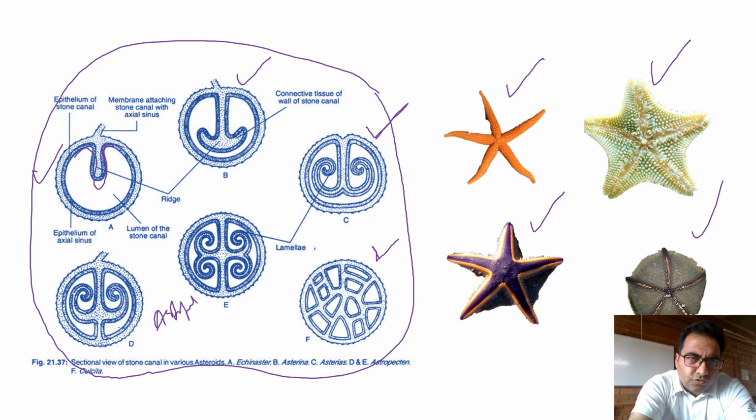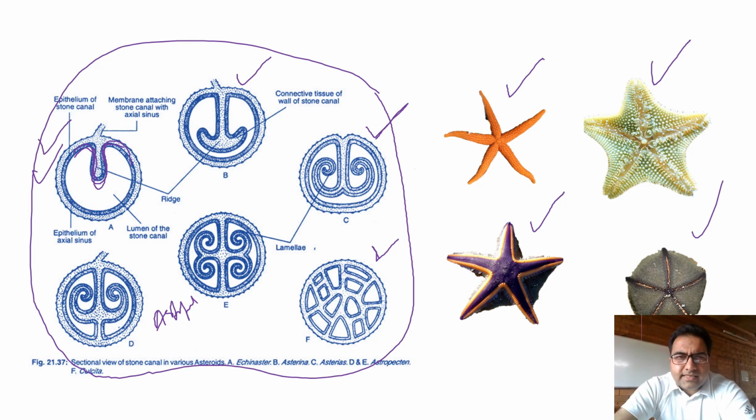So if this is a stone canal, this very fold emerges as if it projects as a ridge into the canal. So this represents the simplest condition, which is found in the case of Echinaster.